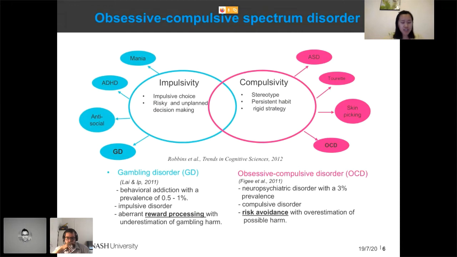Gambling disorder and OCD lie along the dimensional model of the obsessive compulsive spectrum disorder, and impulsivity and compulsivity represent polar opposite psychiatric spectrum constructs. While recent studies have found an increase of impulsivity in gambling disorder patients, there also exists a compulsive feature with more punishment sensitivity.